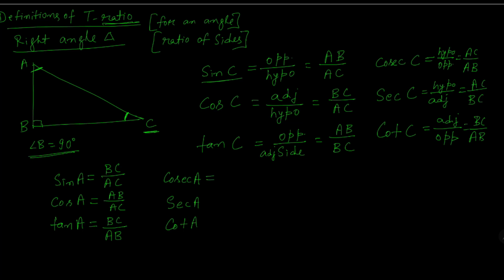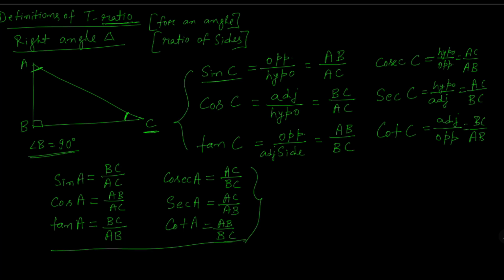Cosec of A will be the inverse of sine of A, that is AC upon BC. Sec of A will be the inverse of cos of A, that is AC upon AB, right? And cot of A will be the inverse of tan of A, that is AB upon BC. So this is how they are defined, right? It's very simple to understand. There's nothing great about it. Go through this once more. If you haven't done trigonometry ever in life, just repeat the last 5 minutes.